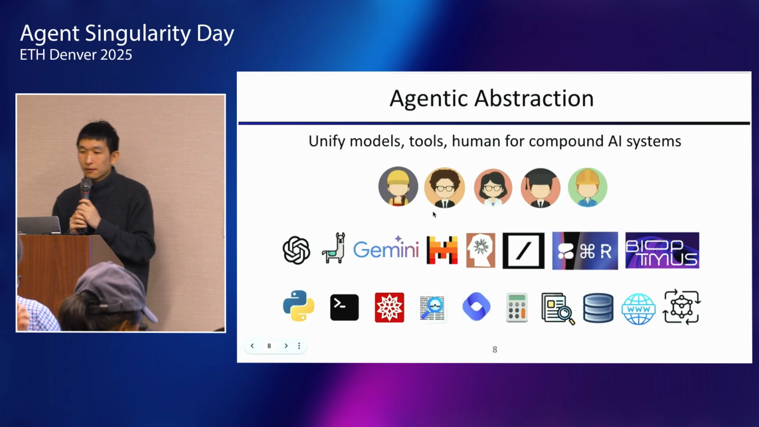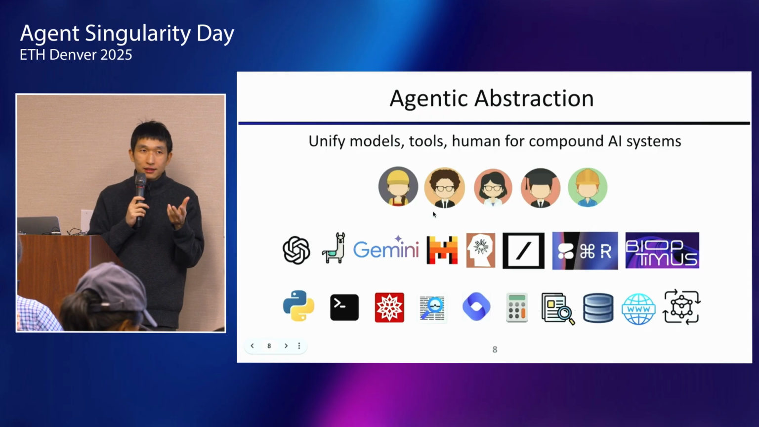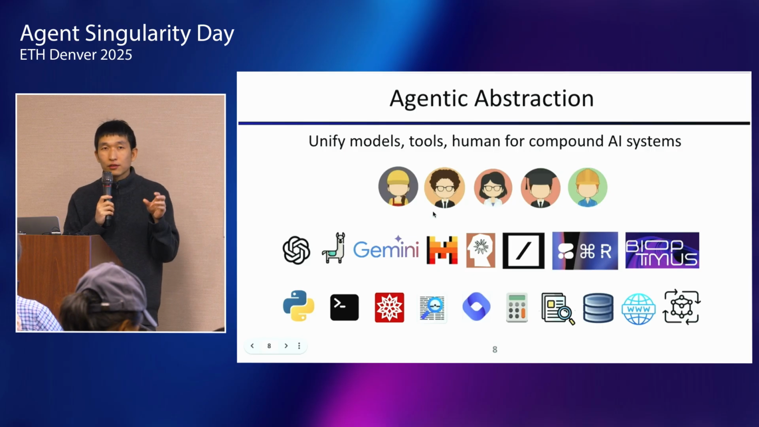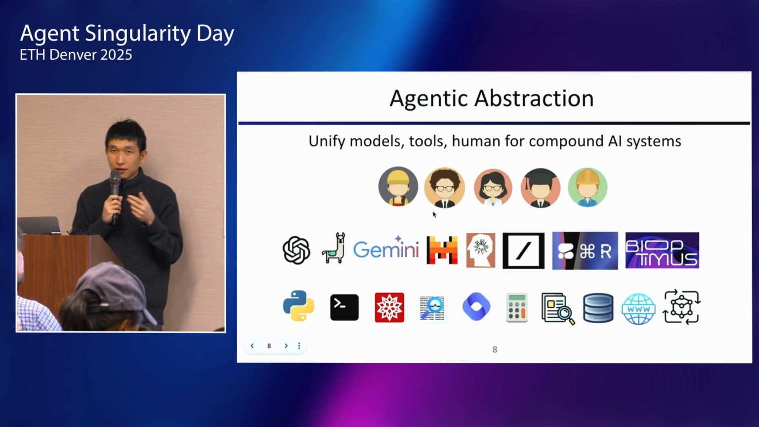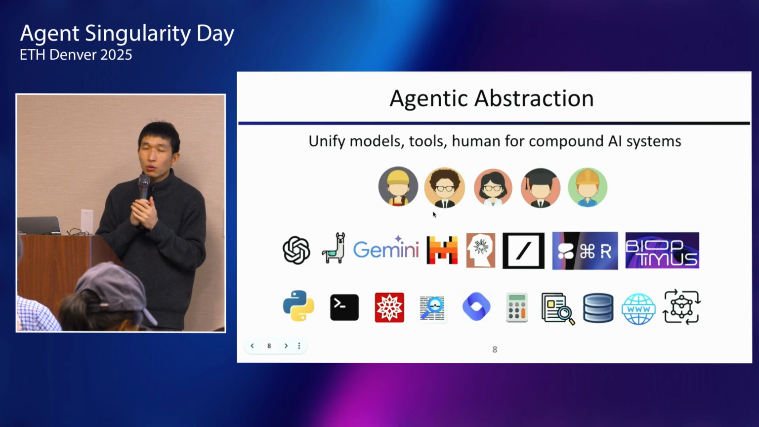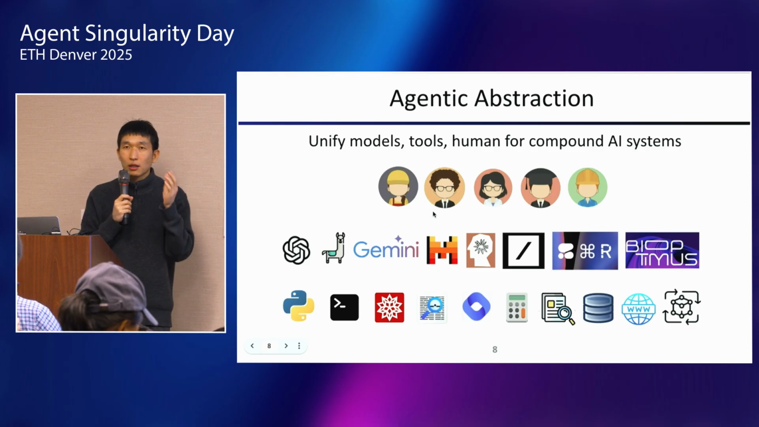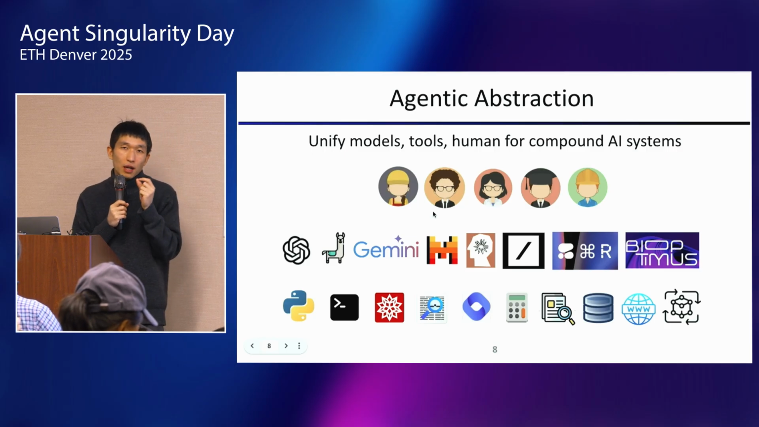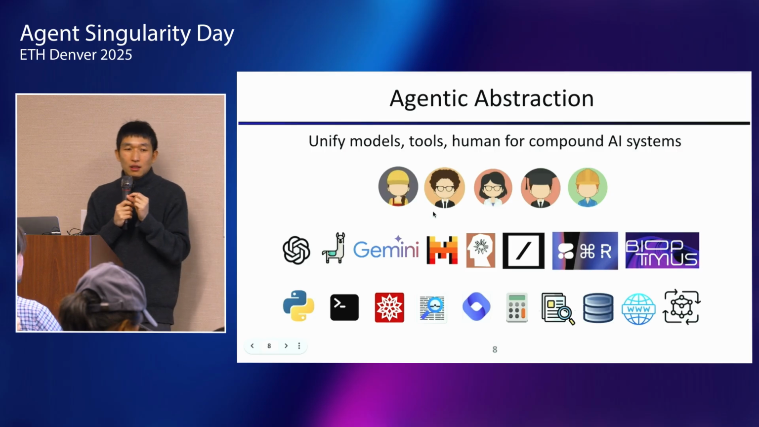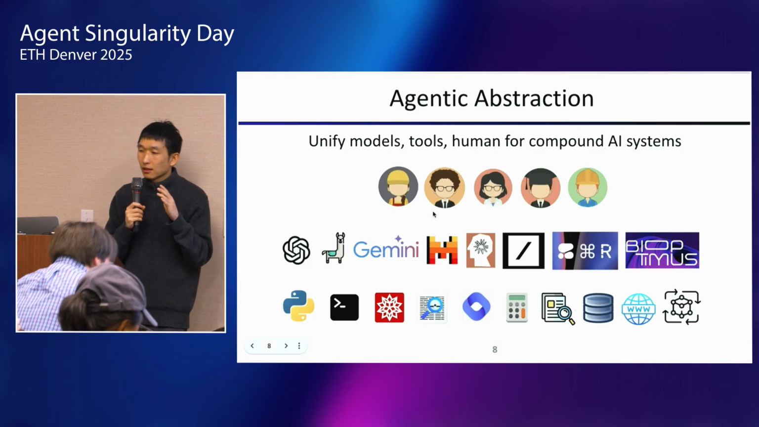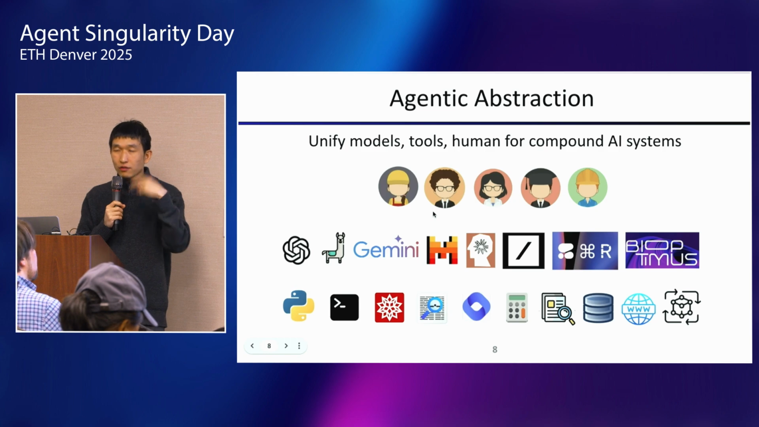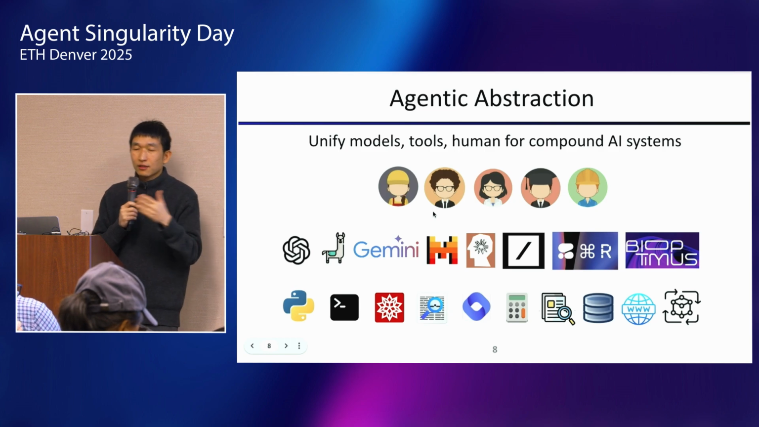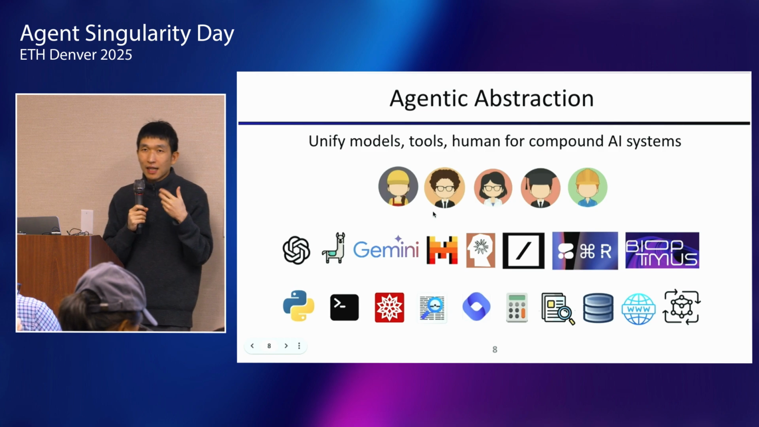The first one is that we realized the models themselves are not enough, or a single model is not enough to build really useful applications. We often need to combine multiple models, multiple tools, and also humans of different roles, to build a compound AI system. And it's very hard to reason about these different types of components in general, but if we can have one unified abstraction to unify these different components, to abstract them all as agents.